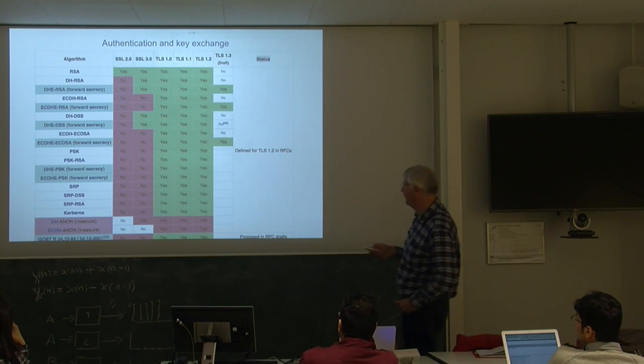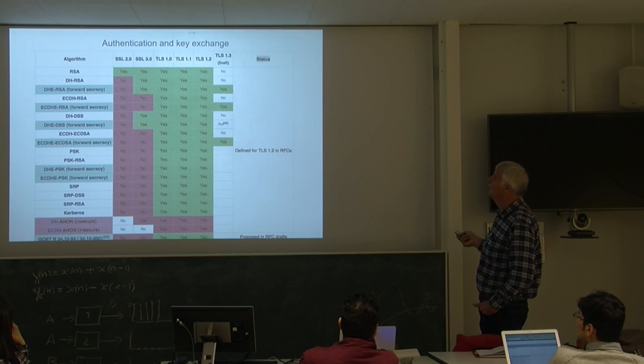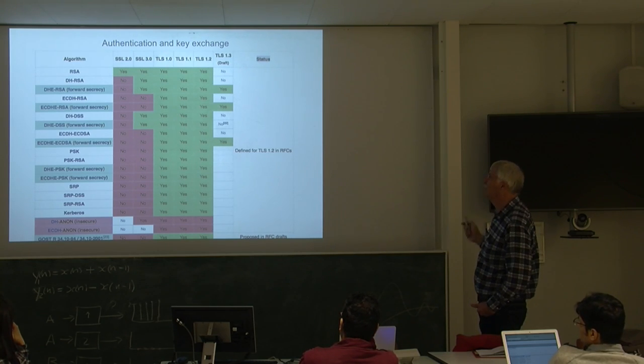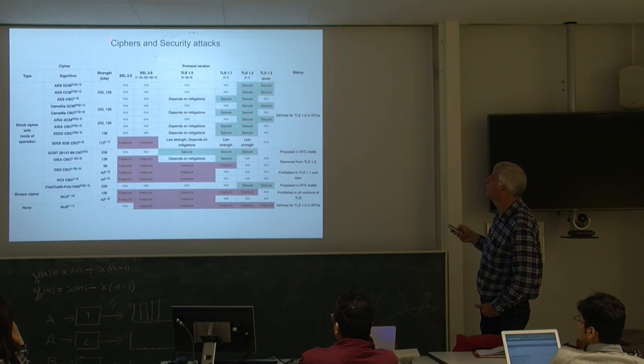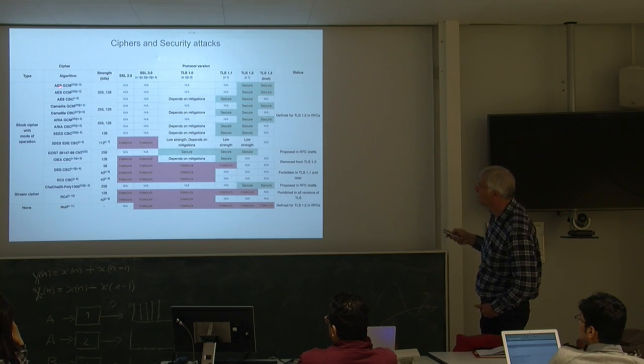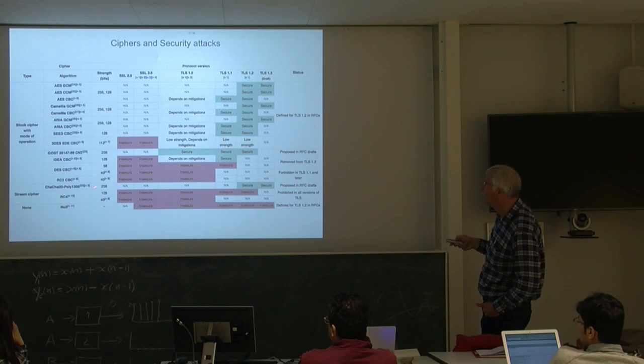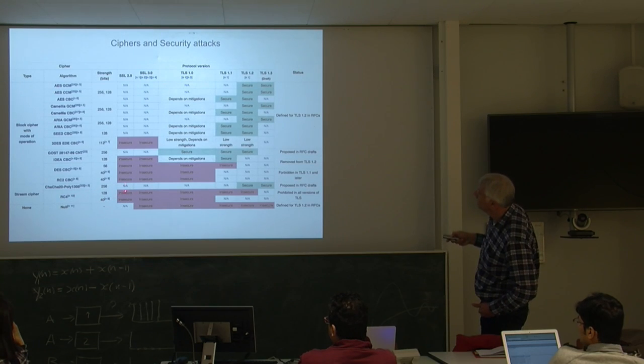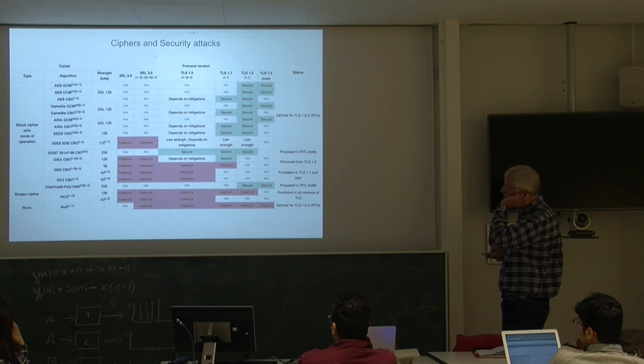Okay, well, something is off here, but it doesn't matter too much. So this is the authentication. I was thinking about the encryption. So this is the encryption stuff that you have. RC4 is mentioned here. You see it is already insecure since the beginning, and is still insecure, so you should never use it.